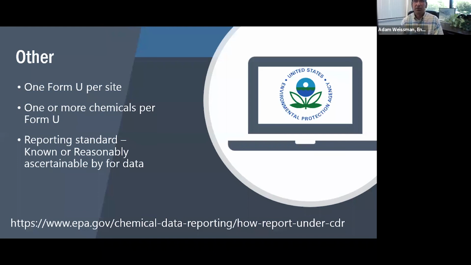One Form U per site, one or more chemicals per Form U. I already said that again, the website is good. I think the EPA did a nice job with it. The reporting standard is known or reasonably ascertainable data.